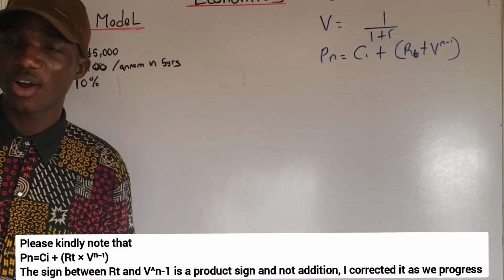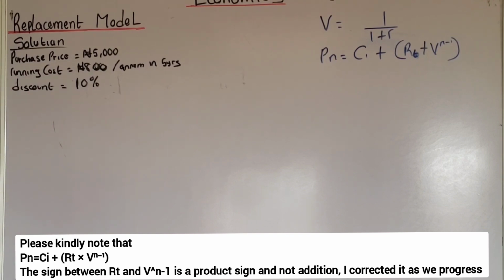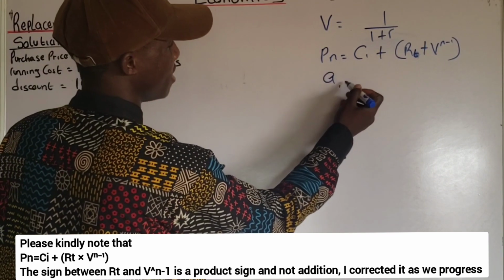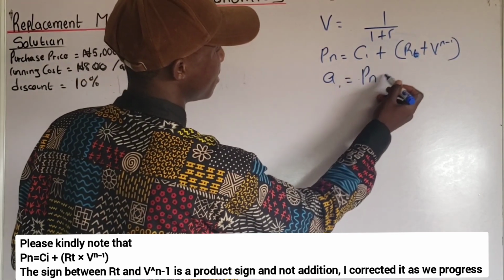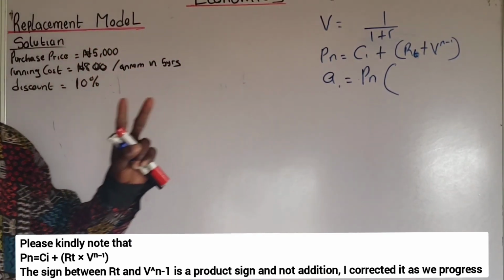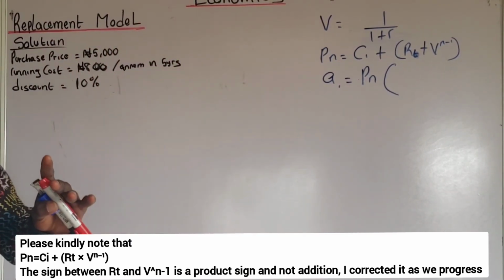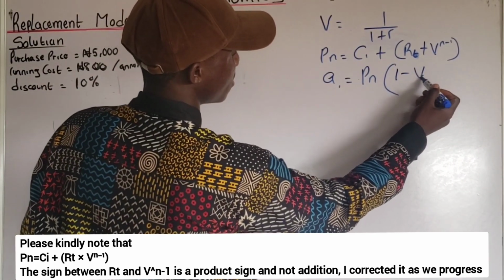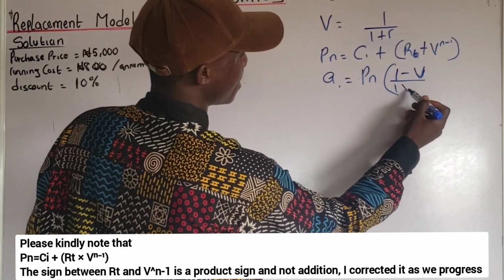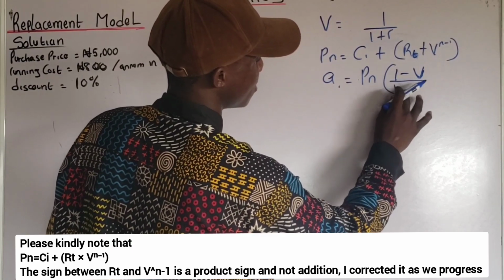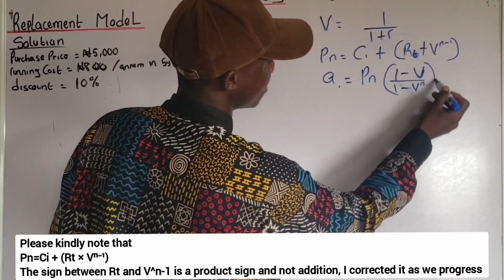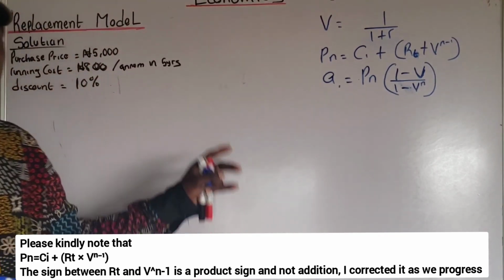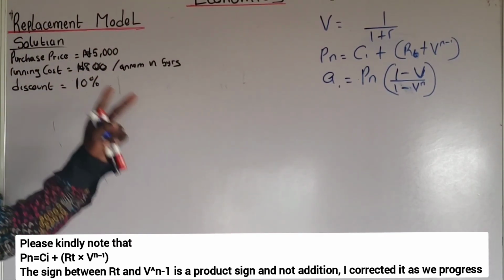Now the third formula is for annuity. Are you paying attention? Annuity is given by this formula: Ai is equal to Pn into bracket, now I'm going to tell you the parameters that we have in this formula, Pn into bracket 1 minus V all over 1 minus V raised to the power of n. Okay, these are the three formulas that we need in an attempt to solve this question.